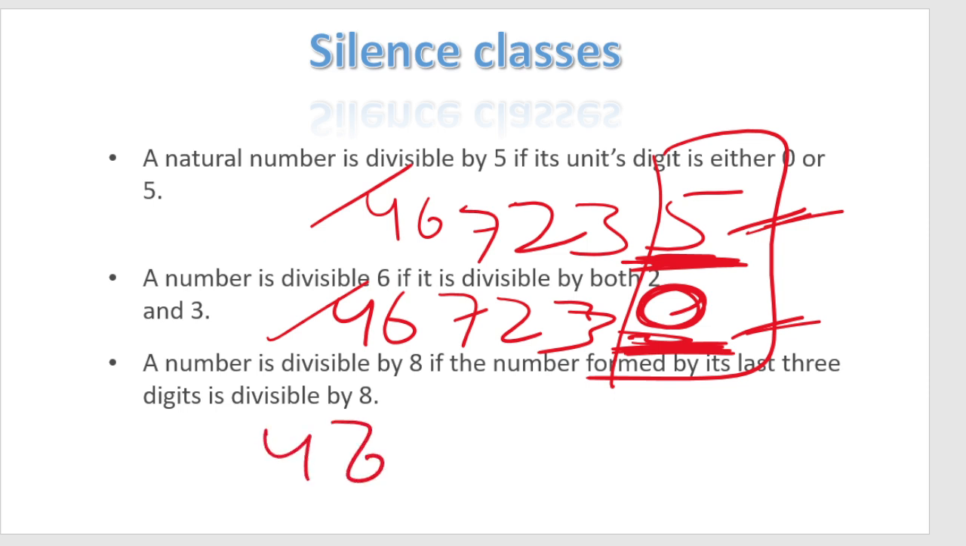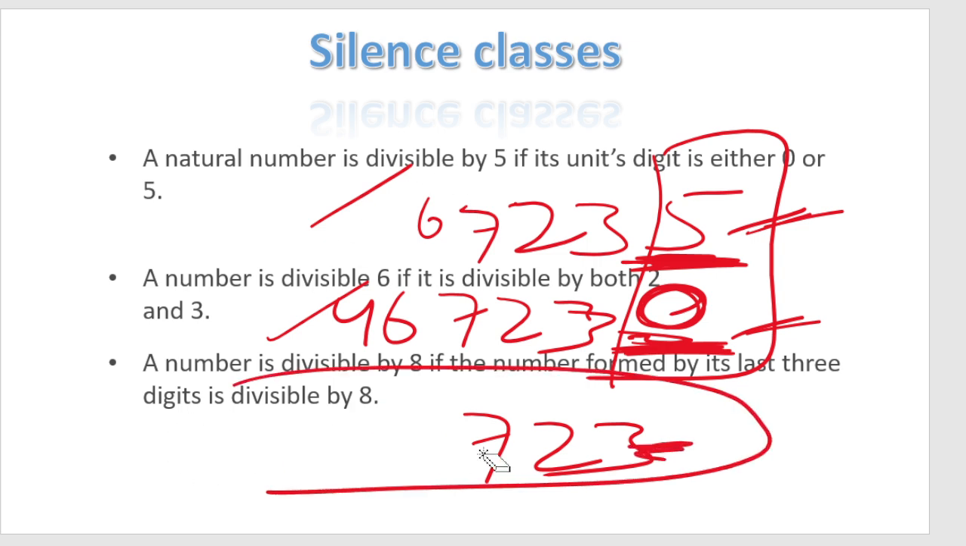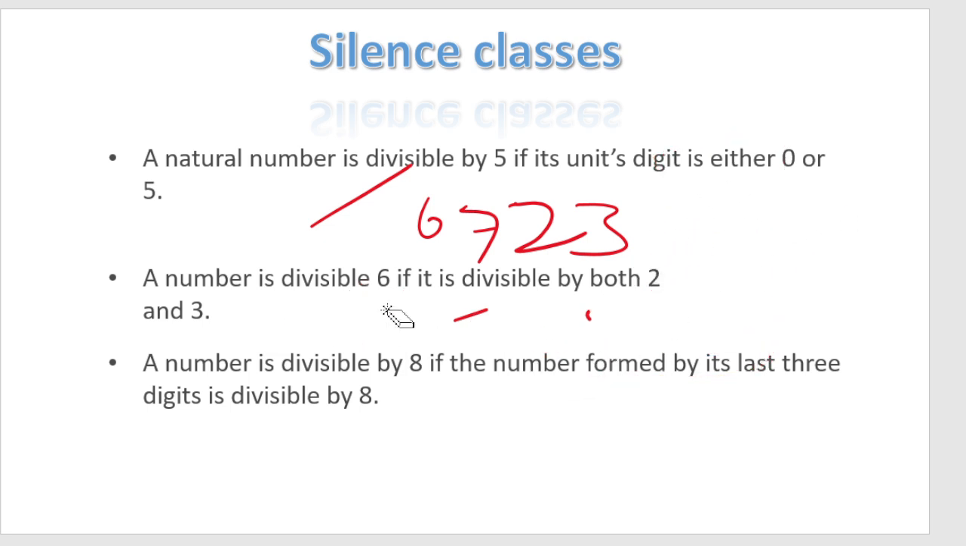If the number is 486723, the last digit is 3, it means it is not divisible by 5. The last digit should be 5 or 0.